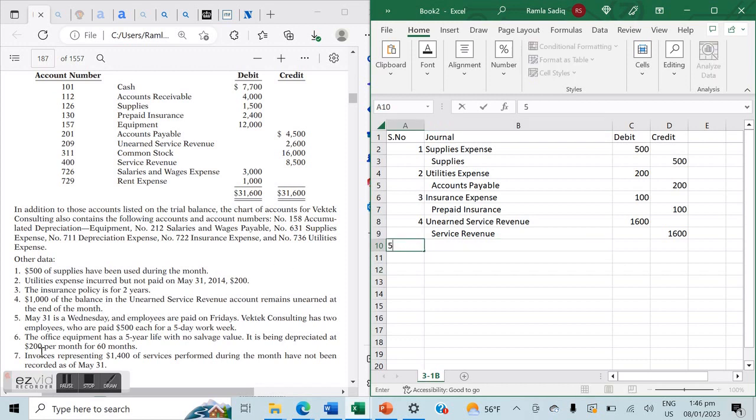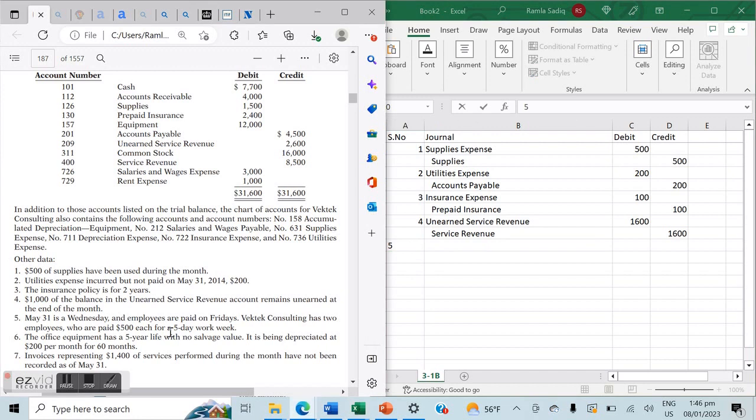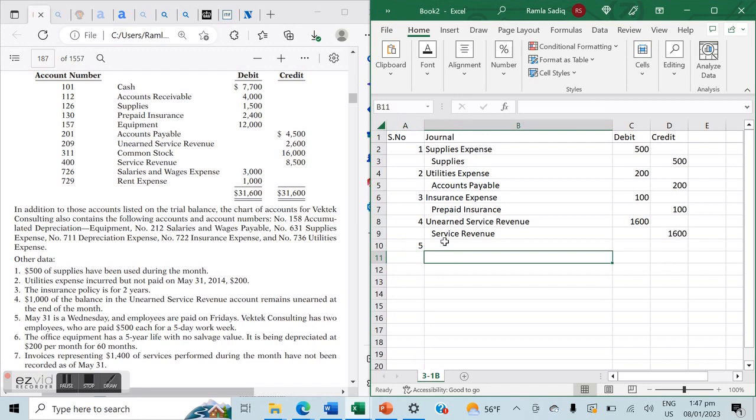For number 5, we have May 31st is a Wednesday and employees are paid on Fridays. So if May 31st is a Wednesday, that means we're accounting for 3 days worth of work. Vektek Consulting has 2 employees who are paid $500 each for a 5-day work week. So real quick, whenever we look at salaries and wages, the adjustment that we're looking at will always be an expense to a payable. So salaries and wages expense credited to salaries and wages payable.